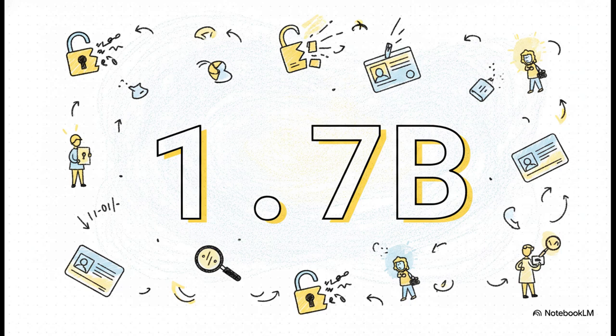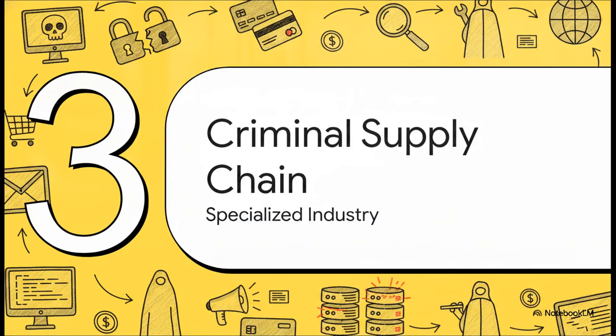And that 500% spike resulted in this jaw-dropping figure: 1.7 billion stolen credential records shared through underground forums in that very same year. Now, the crucial point here is that this figure doesn't necessarily mean 1.7 billion unique people were hacked. Instead, it represents this massive, constantly reusable inventory of digital identities. We aren't talking about static, dusty old passwords. These are fresh, highly contextual packages of stolen data that criminals buy, sell, and weaponize across the entire global financial system. Which brings us to Section 3, the criminal supply chain.